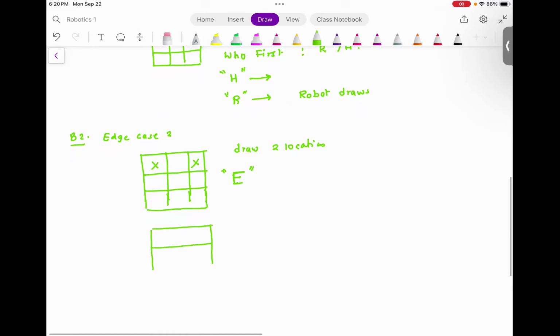The second edge case is now you start and the human is supposed to draw a cross. Ideally the human is supposed to draw a cross, but by mistake or by intent, the human makes a mistake, and instead of X, the human draws O. So it should throw an error.